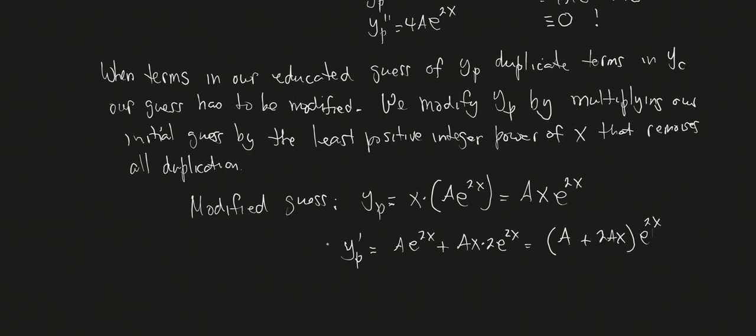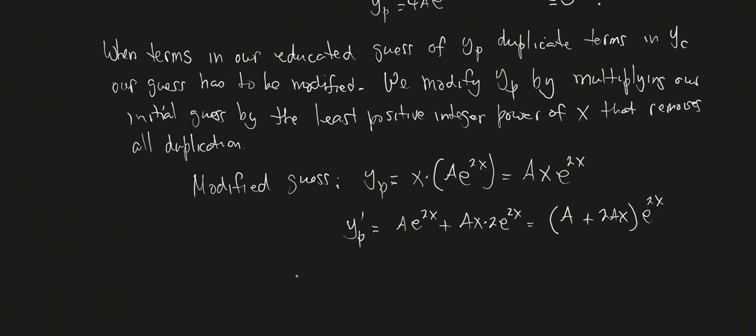But we need our second derivative in order to completely apply the differential operator. So differentiate a second time. Derivative of the first function is 2a times the second, that's e to the 2x, and then plus the first, so a plus 2ax, times the derivative of the second, 2e to the 2x.